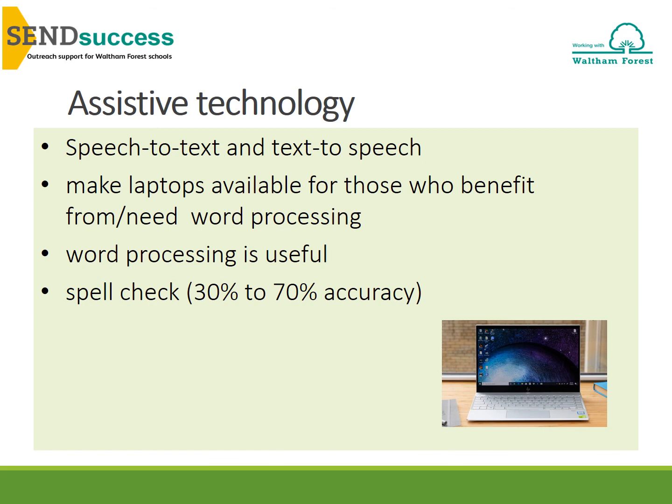So be warned that spell check isn't entirely accurate, and that there's a 30 to 70% accuracy for a number of words, but it can sometimes be a useful tool. So I advocate that children, alongside developing their spelling and that structured teaching of spelling, are also given access to assistive technology and develop their skills in word processing, because that too will be a useful and valuable skill in the future.